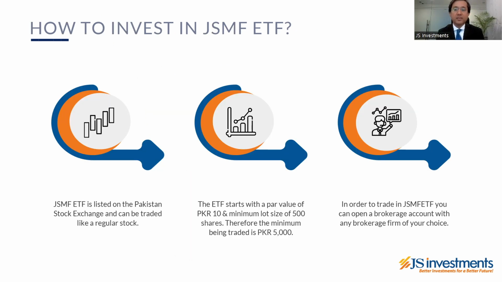So how do you invest in JSMF ETF? It's fairly simple. The fund is listed on the Pakistan Stock Exchange and can be traded like a regular stock. At present, the ETF share price is around 90-ish rupees. Since its minimum lot size is 500 shares, the minimum value one can buy or sell is 9,500 rupees, as you multiply 500 shares times the price of the ETF. So obviously, in order to trade an ETF, you will have to open a brokerage account with any brokerage firm of your choice. So moving on to the next slide.